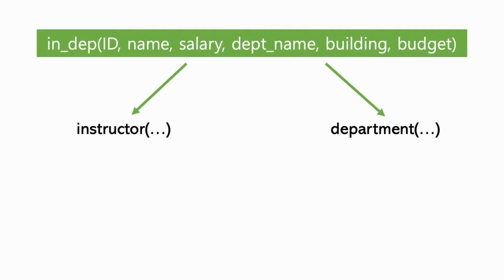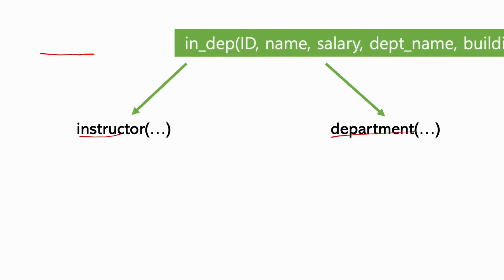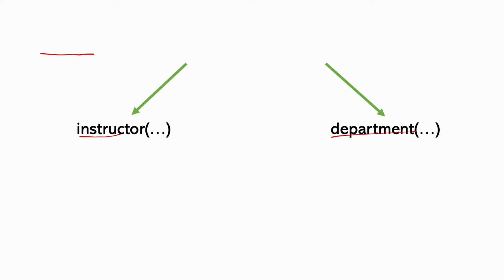So let's take a look at our in-depth example again. We can decompose this in-depth schema into two separate schemas, an instructor schema and a department schema. You can technically split these attributes between the two schemas however you would like. But what we're going to see is that not all decompositions of schemas are helpful.